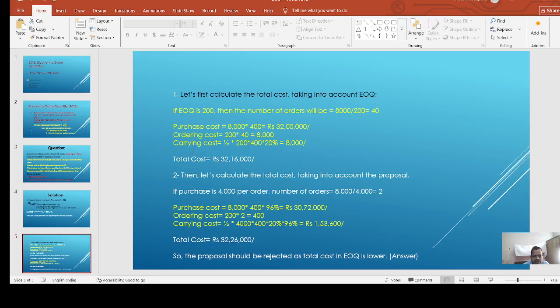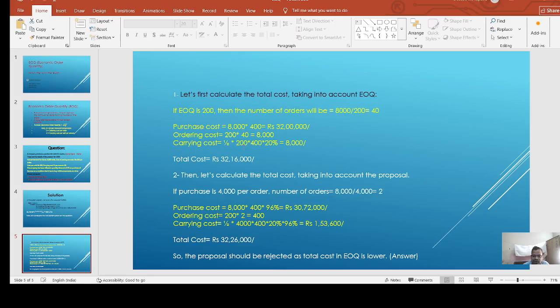A little tricky. There is a concept here. Let's understand it. Half multiplied into 200 into 400 into 20%. Why is the half multiplied in calculating the carrying cost? Let's first understand. We have to assume that the company starts with an inventory of 100. As it manufactures the product, the inventory level goes down to 0. So average is minimum inventory plus maximum inventory by 2. That is the average inventory.